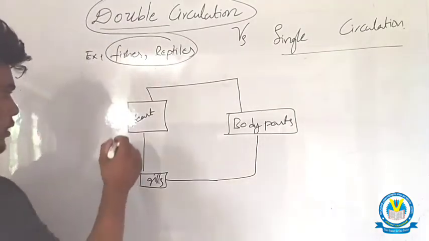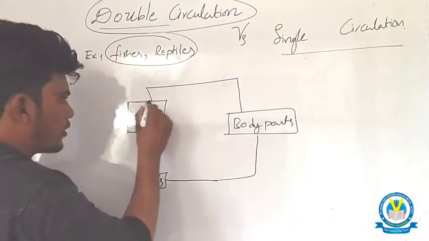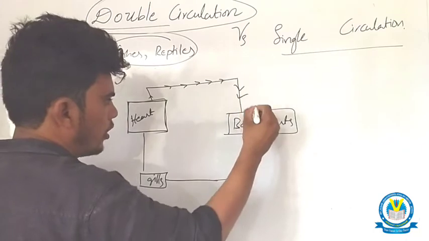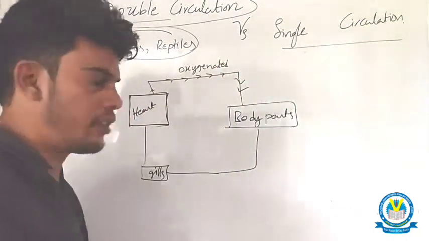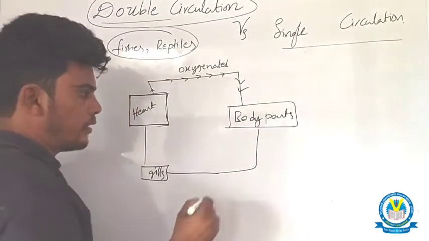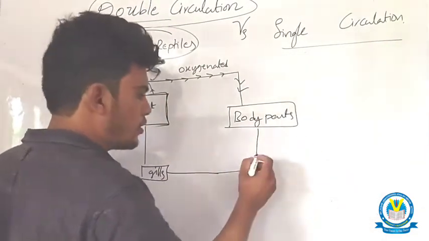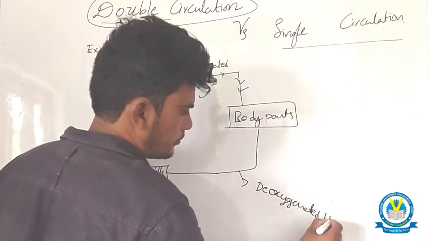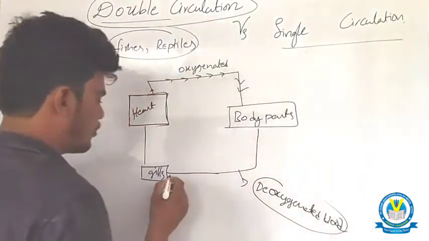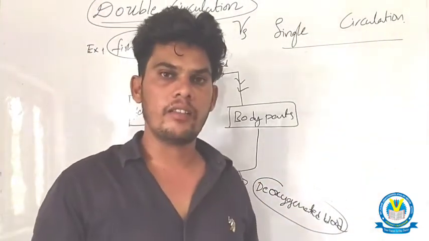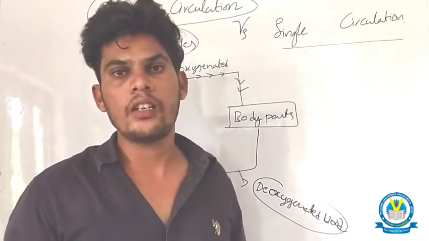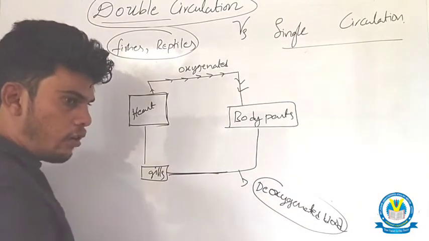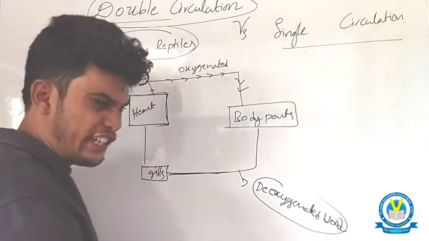If you observe their body structure, this box is the heart. From the heart, the blood is pumped to each and every part of the body. Then this oxygenated blood is utilized by the body parts. Then the blood becomes deoxygenated blood. This deoxygenated blood goes to the gills because they don't have lungs. In fish, you cannot observe lungs. They have gills instead of lungs. In the gills, oxygen is added to the deoxygenated blood.